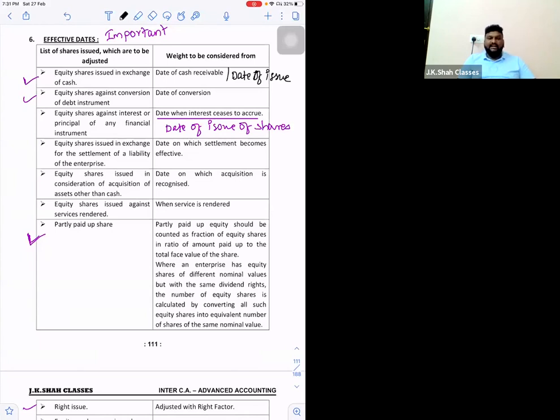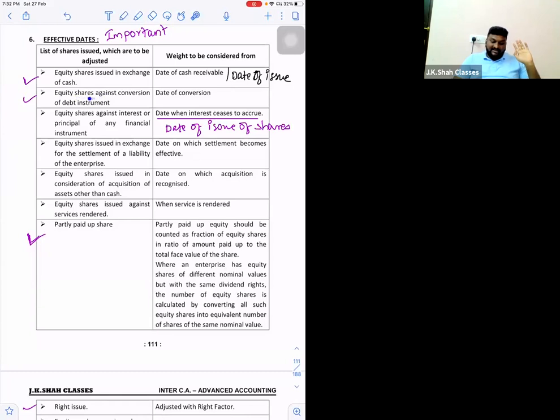If they say that a company has issued 1 lakh equity shares for cash on 1st July, then from 1st July to 31st March it will be considered as outstanding. So your Vains will be calculated for a period of 9 months: 1 lakh equity shares multiplied by 9 upon 12. Basically this table is telling you how much time factor should be considered.